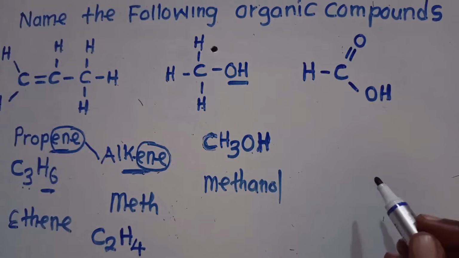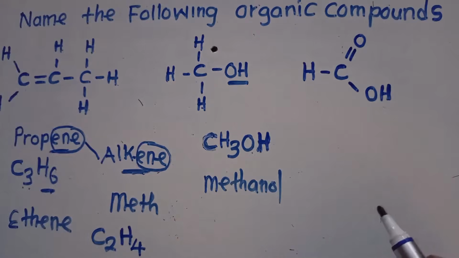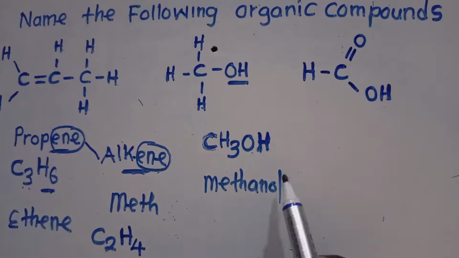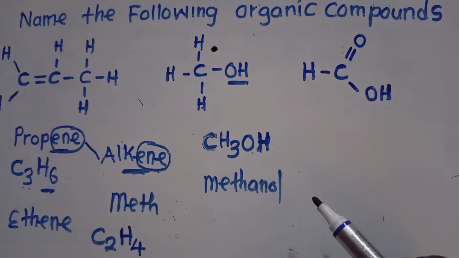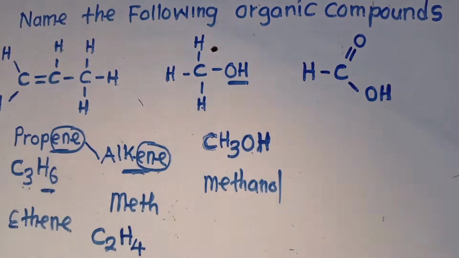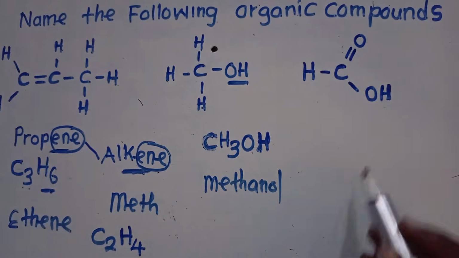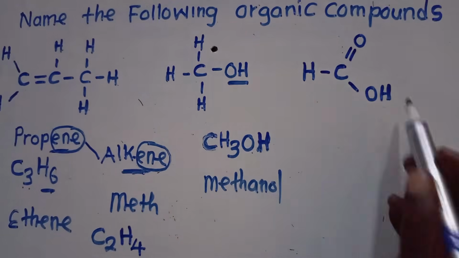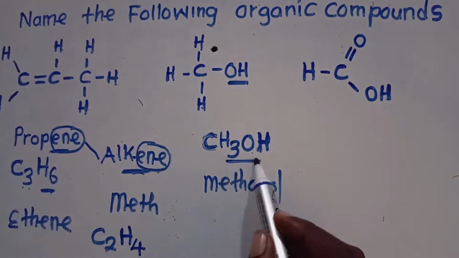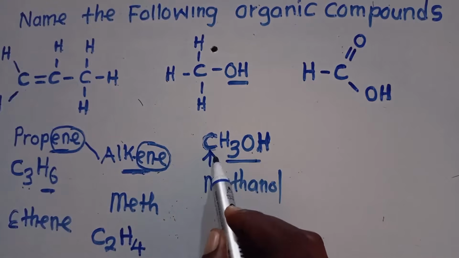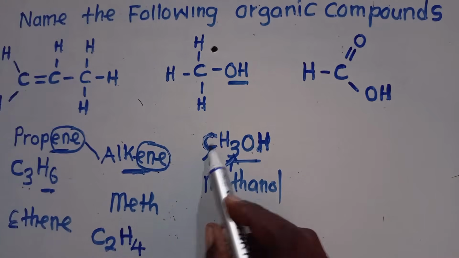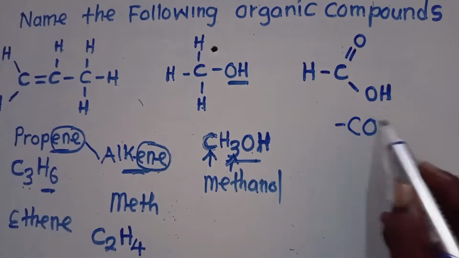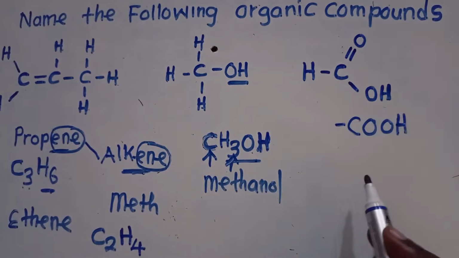So what happens is this. When an alcohol reacts with atmospheric oxygen, it is going to turn into a carboxylic acid. A carboxylic acid is going to be formed. Since this is an alcohol, the number of carbons will drop by 1, hydrogens will drop by 2. So this one will drop to form a functional group, which is COOH.